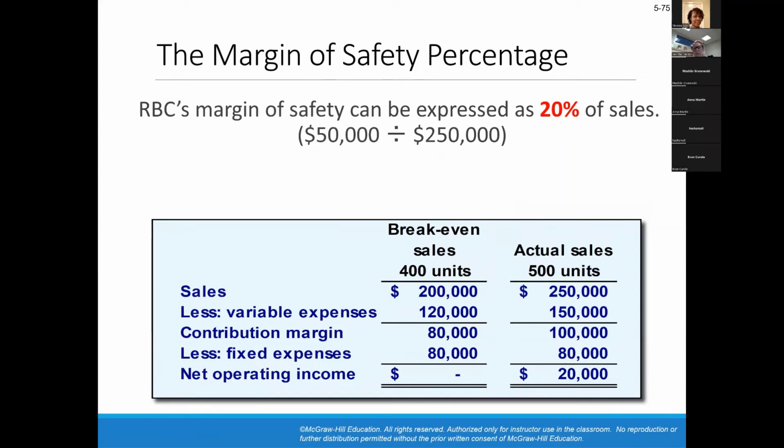Okay, so the margin of safety can also be expressed as a percent of the sales. All right, so if we know that the increase in sales is 50,000, we take that 50,000 and we divide it by the sale amount of 250,000 for 500 units, and we come up with 20%. Okay, so all we did was take the difference in the sales, that's 50,000, and divide it by the new sales, if you have 500 units sold. So that would be 250,000. When you do the math, it's 20%.